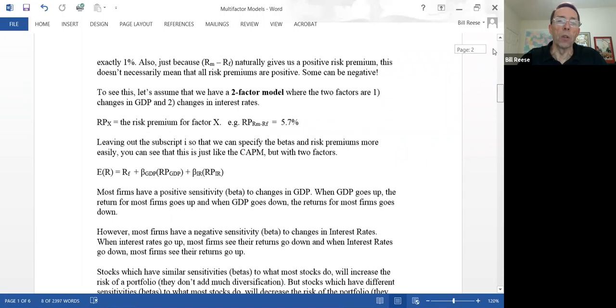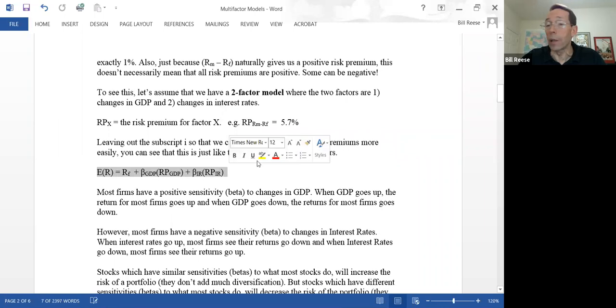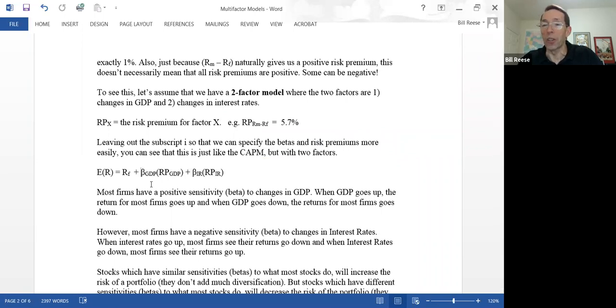So what we're going to do is say that the expected return on a stock, whatever stock we want to look at, is going to be equal to the risk-free rate, just like we were starting with in the one-factor model, the capital asset pricing model, plus the beta for GDP. That is your sensitivity to unexpected changes in gross domestic product, multiplied by a risk premium for GDP, plus a beta, a sensitivity to interest rates, times the risk premium for interest rates.